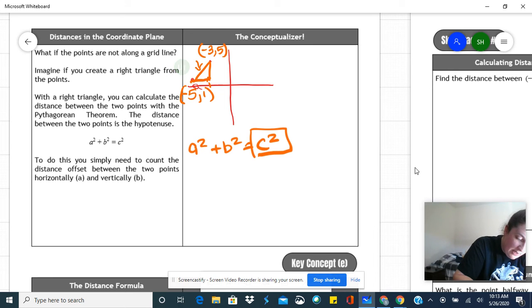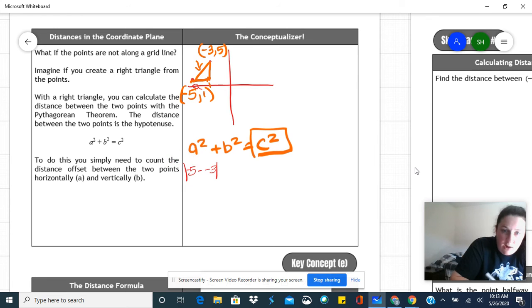So to get A, we did negative 5 minus negative 3 in our absolute value because obviously distance is always positive, right? The negative 5 minus negative 3 would be negative 2, which really just equals 2. So we go from 1 to 5, we can do that in our head, that's 4.